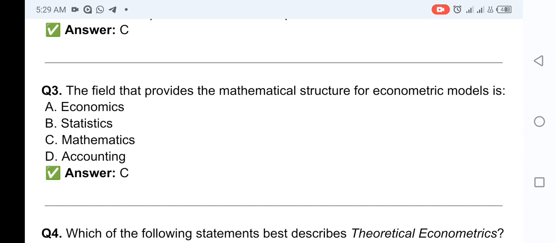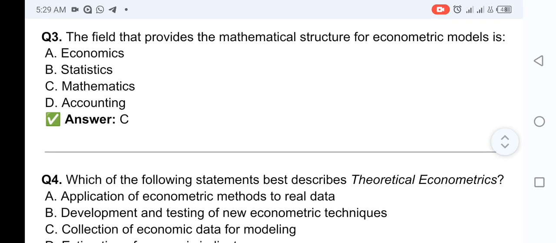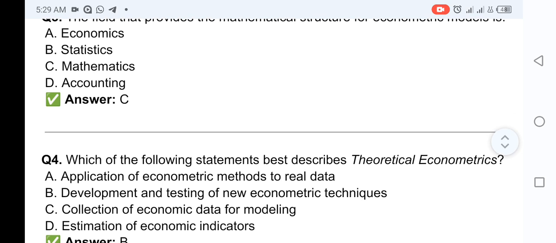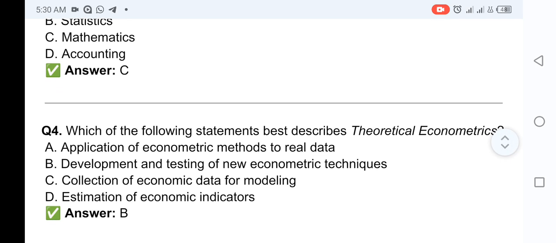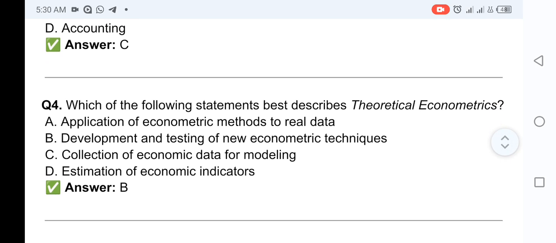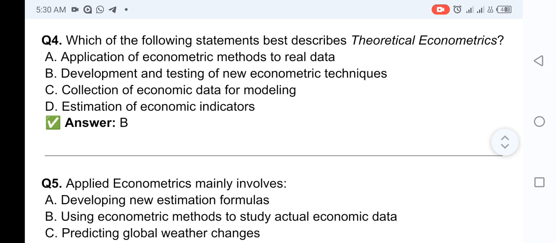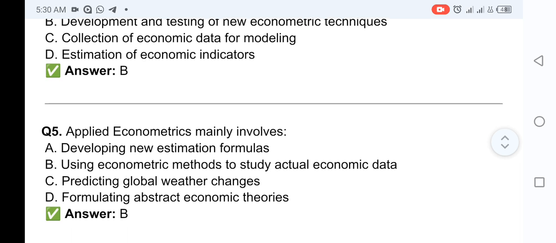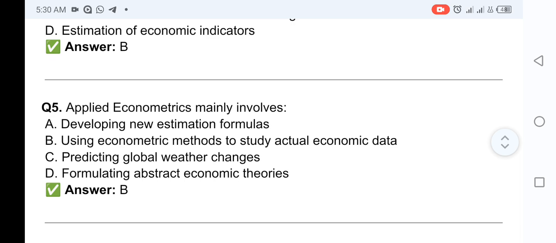Q4. Which of the following statements best describes theoretical econometrics? A. Application of econometric methods to real data. B. Development and testing of new econometric techniques. C. Collection of economic data for modeling. D. Estimation of economic indicators. Answer: B. Q5. Applied econometrics mainly involves A. Developing new estimation formulas. B. Using econometric methods to study actual economic data. C. Predicting global weather changes. D. Formulating abstract economic theories.